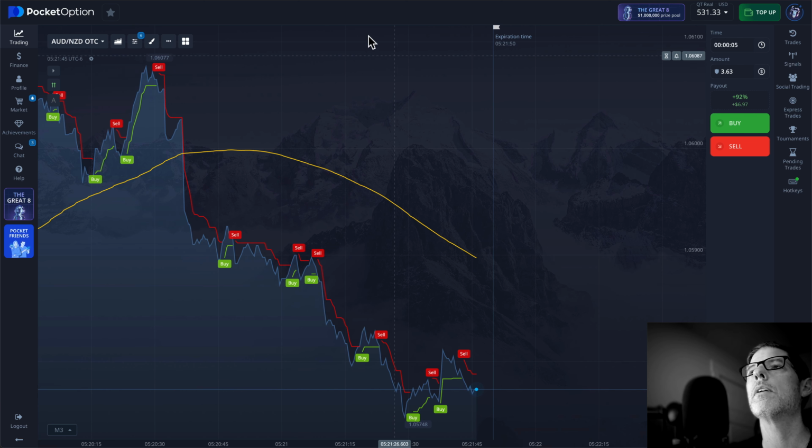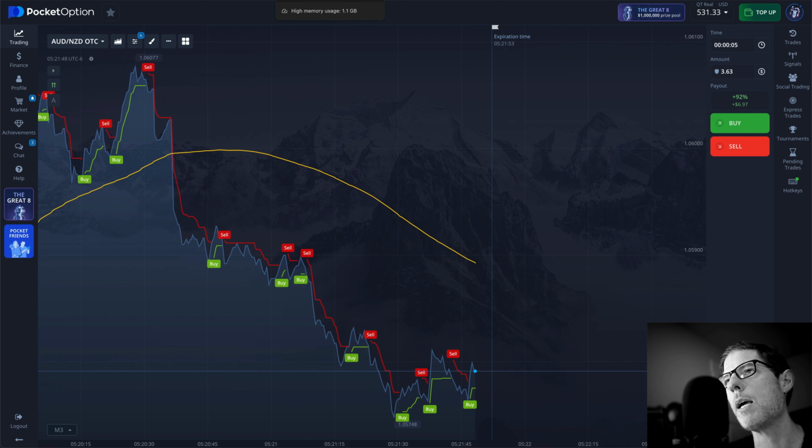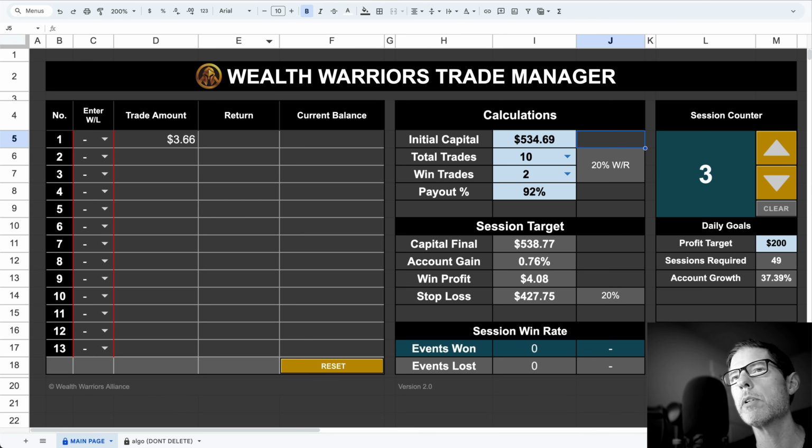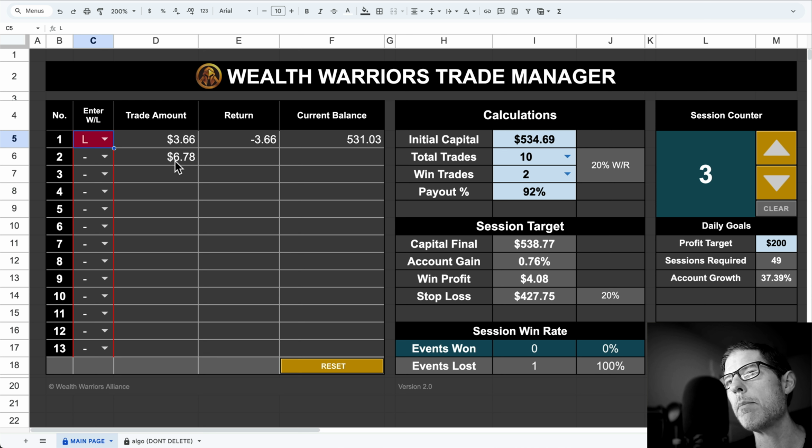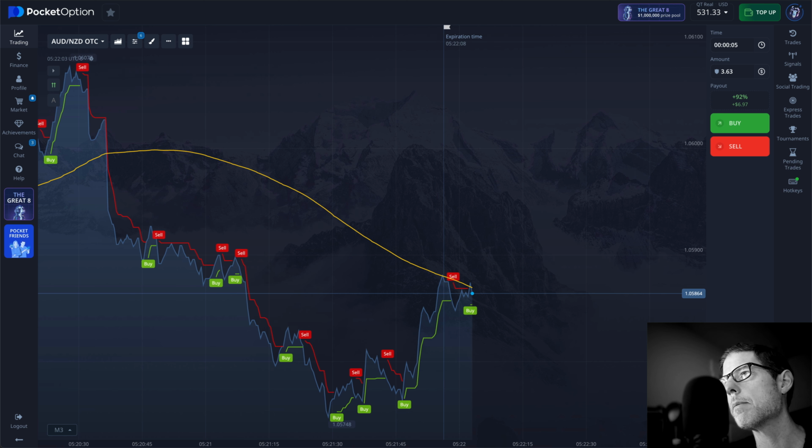Okay, so we've got a loss. So what do we do if we have a loss? Here's what you guys want to do. Come over to the Trading Manager, and you've got a couple options here. So you've got W and L. We're going to want to select L. And then you can see that the Trade Manager gives you the next trade amount, which is going to be 678.